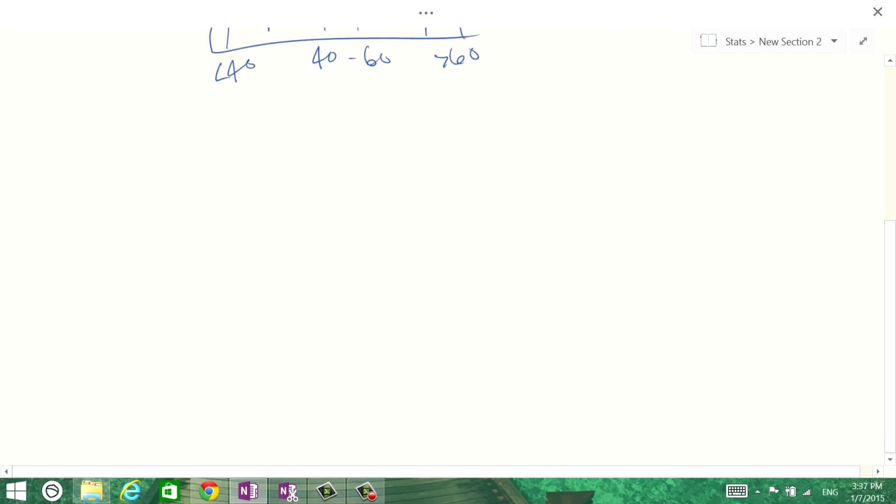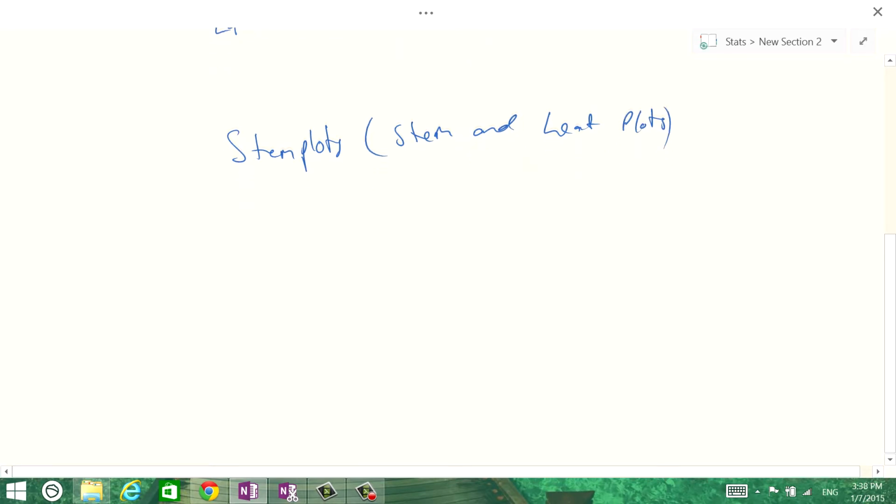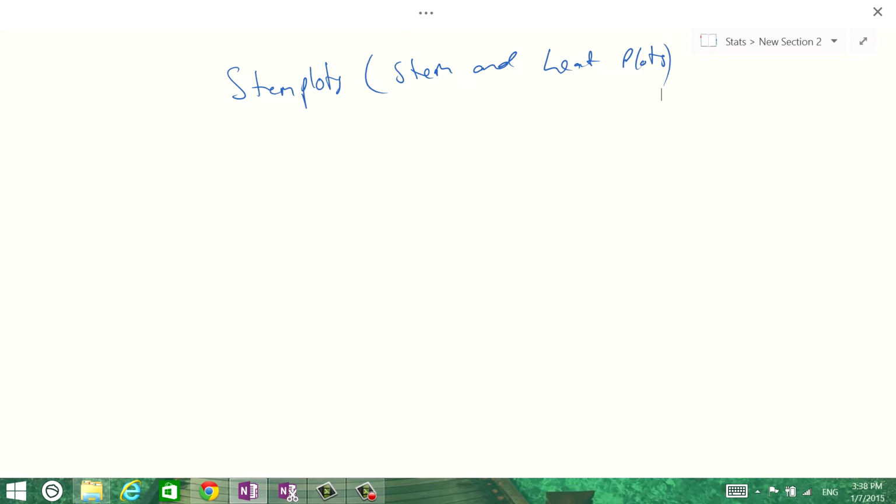So stem plots, also known as stem and leaf plots. This one you might be less familiar with, but I'm sure you've seen it around before. Basically you have a single number on one side, and then a bunch of numbers on the right side, and this side represents the tens place, the tens digit.